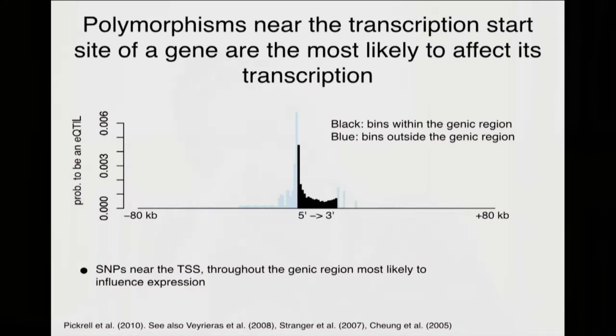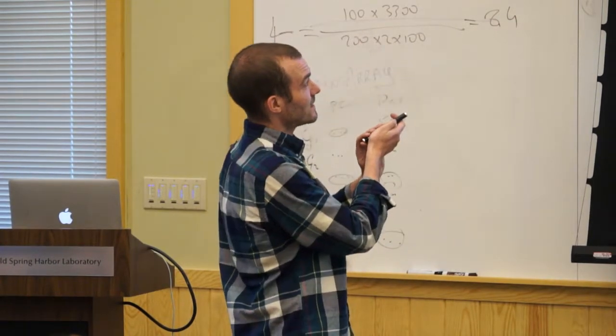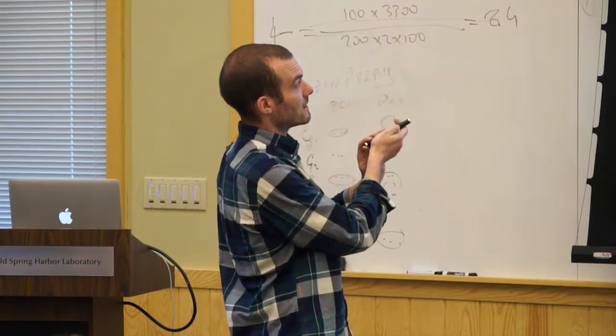This is a generic gene now, starting from a 5' end to the 3' end, and I've split the genome up into bins ranging from 80 kb upstream of the gene to 80 kb downstream of the gene. In blue are bins that fall outside of the genic region, and black are bins that fall inside of the genic region. On the y-axis is the probability that a SNP in one of these regions influences gene expression of that gene. And what you can see is a very clear peak right at the beginning of the gene.